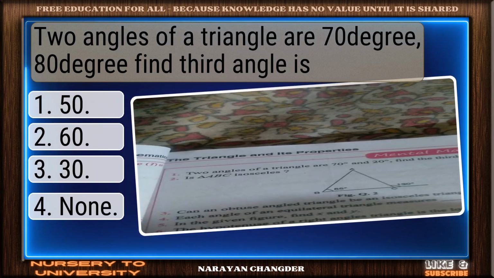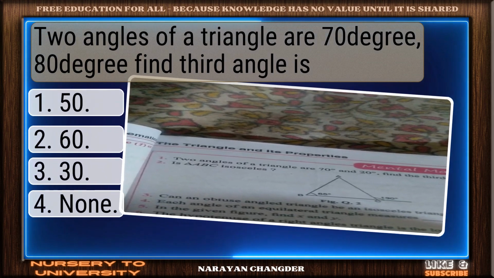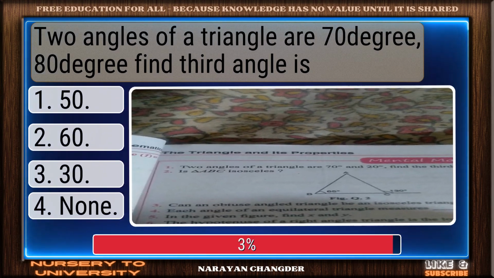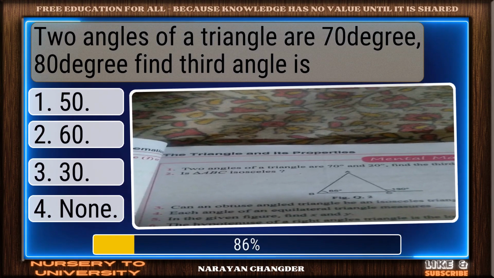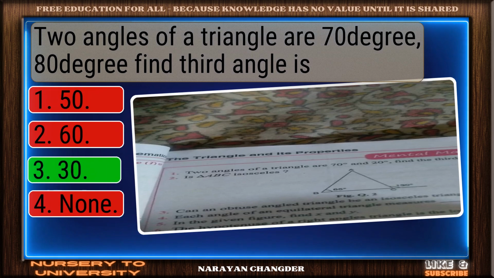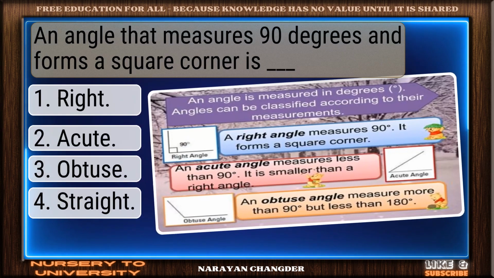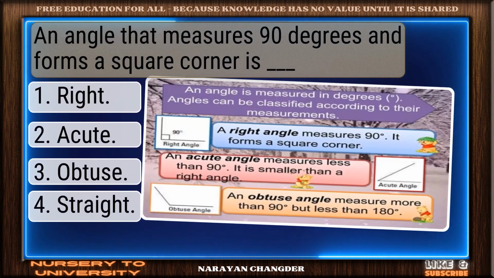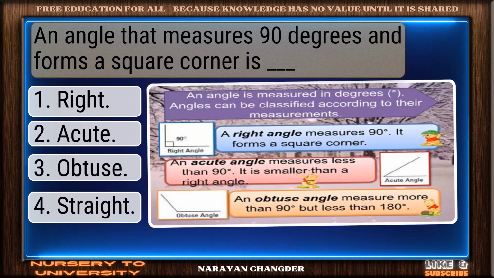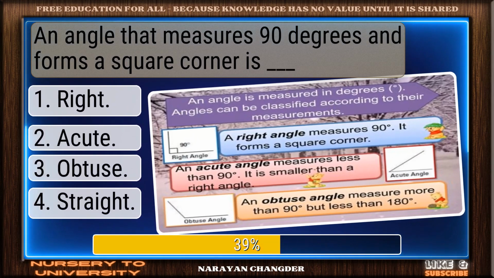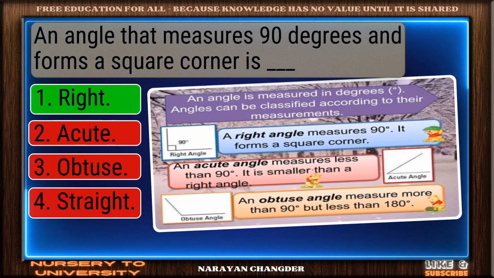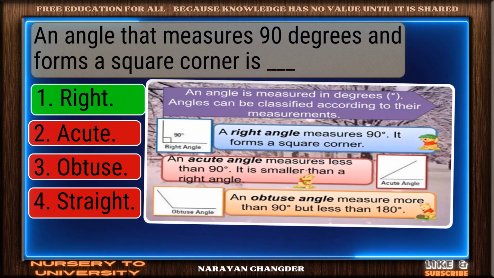Question number 102. Two angles of a triangle are 70 degrees and 80 degrees. Find the third angle. You got it. Your choice 30 is right. Question number 103. An angle that measures 90 degrees and forms a square corner is dash. You chose right, and it is correct.